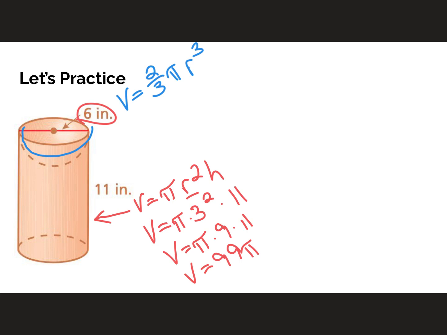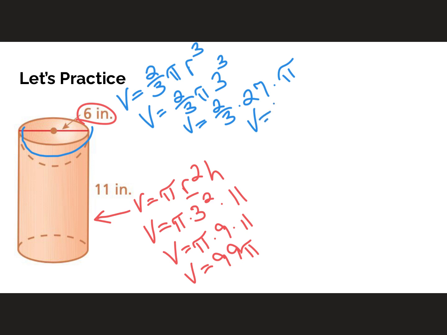And then up here, our volume for our hemisphere that we are subtracting, again, our radius is 3. So our volume is 2/3 of pi times 3 cubed. 3 cubed is 27. So our volume equals 2/3 of 27 times pi. 2/3 of 27 is 18. So our volume equals 18 pi.